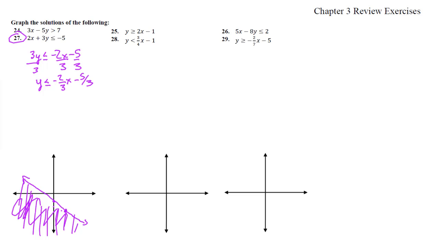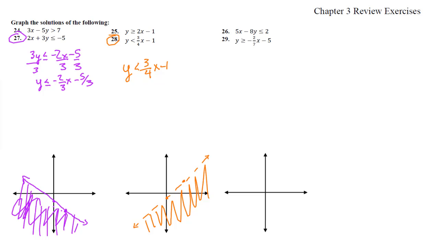Number 28. This is already in y equals mx plus b form. Y less than 3/4 x minus 1. So we get 0, negative 1. And let me see. Up 3. 1, 2, 3. 1, 2, 3, 4. Looks like about right there. And it's a dashed line. Y equals 3/4 x minus 1 is actually not part of the answer. So that's why we color the line dashed. And it says y is less than that. So there we go, colored everything below the line.